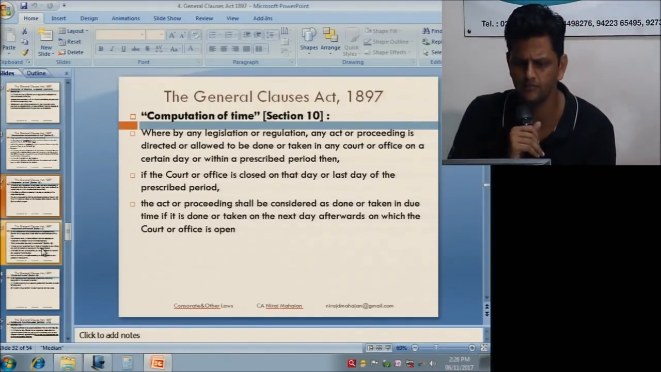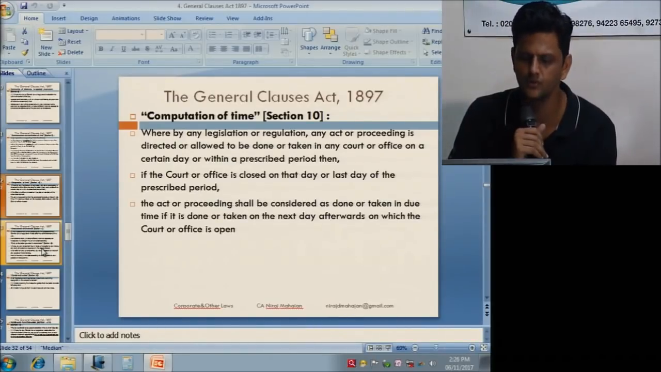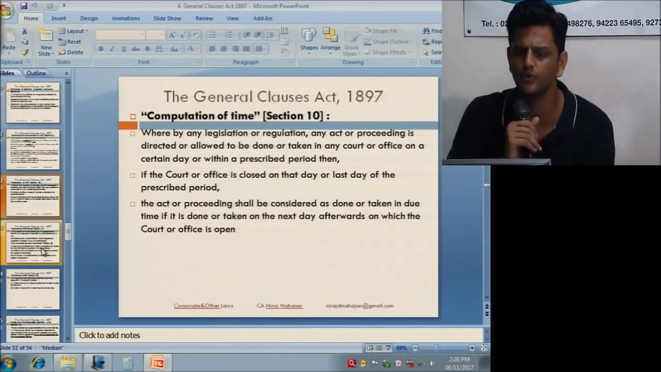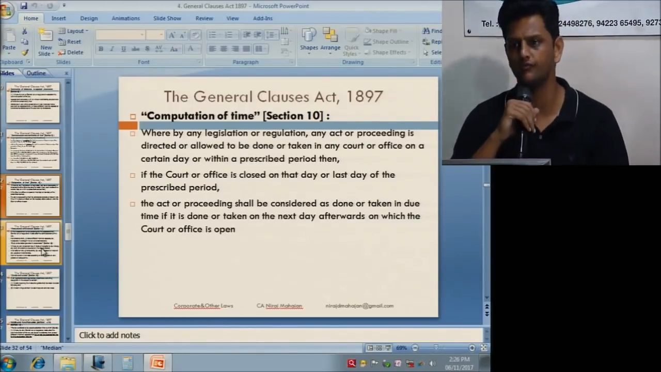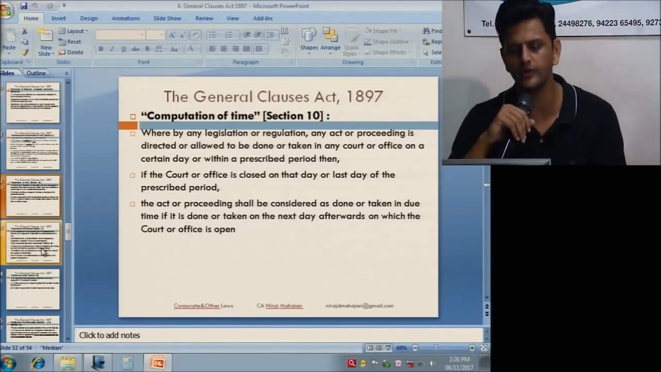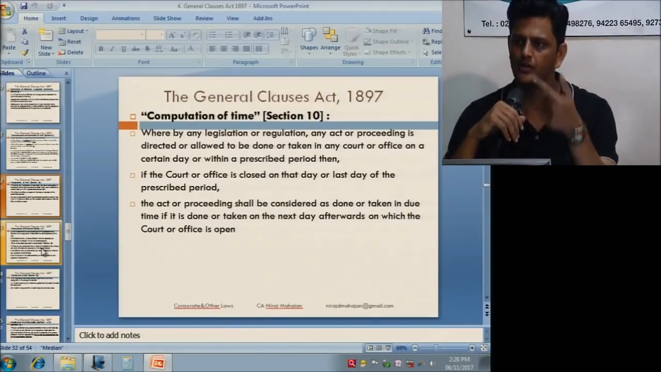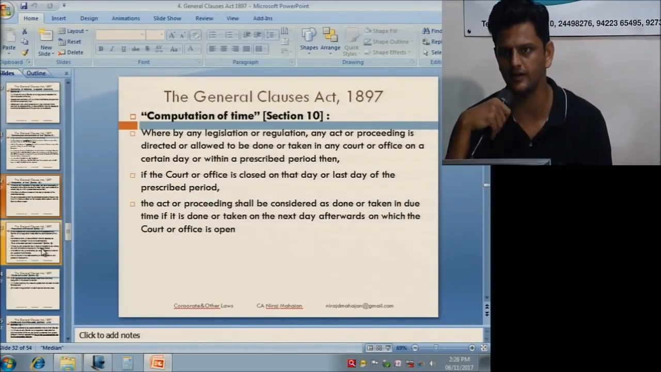Computation of time. If a court or office is closed on that day or the last day of the prescribed period, the act or proceeding shall be considered as done or taken in due time if it is done or taken on the next day afterwards on which the court or office is open. If any proceedings are going on, any time period is given, and the time period falls on an off day, whenever that court is not working, then it will be sufficient if it is done even on the next day, correct?